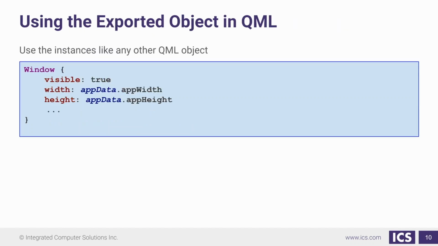Once we have done that, we are able to use appData like any other object in QML. So here we can just say appData.appWidth and appData.appHeight to get those properties from it. Of course, assuming we implement those properties into our appData.